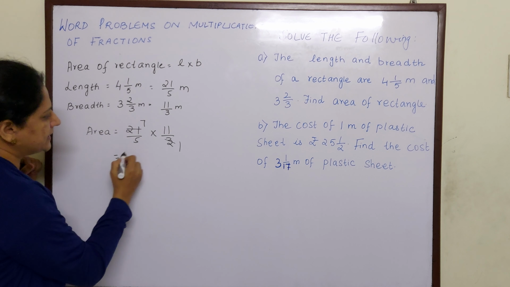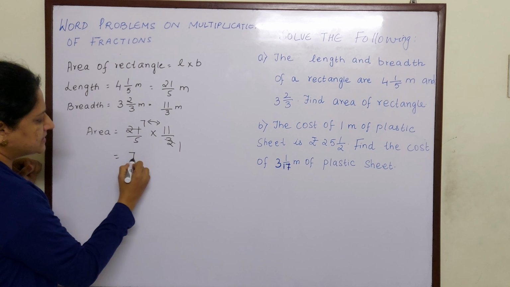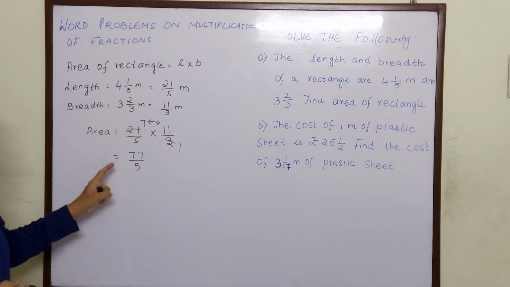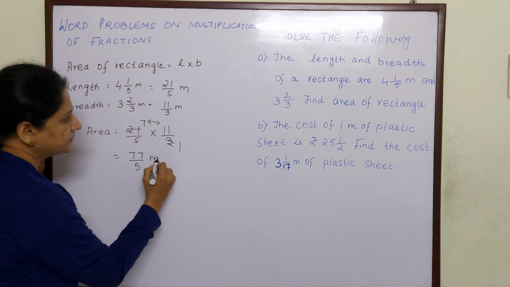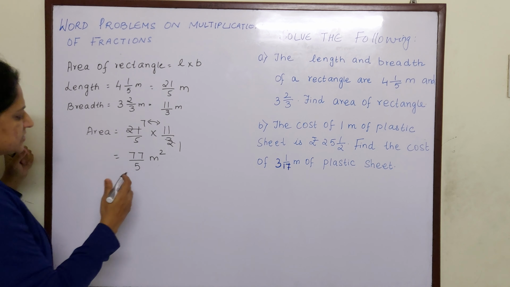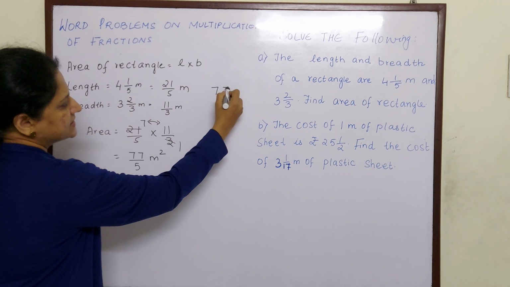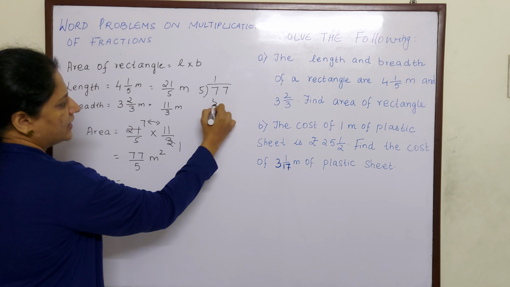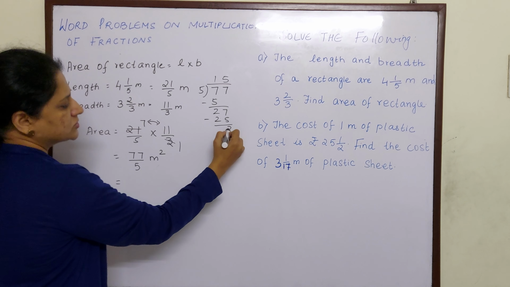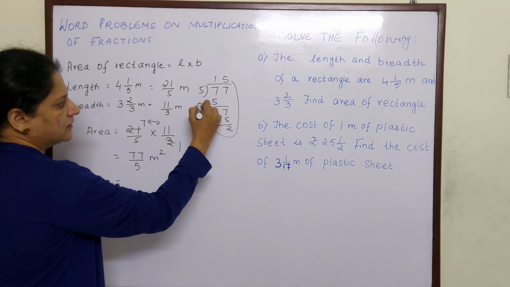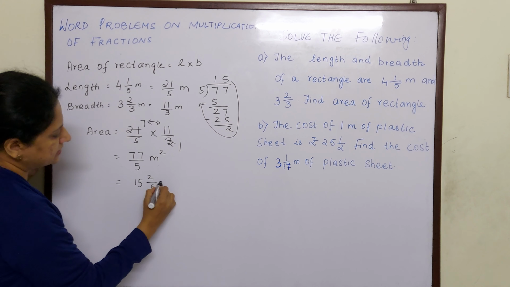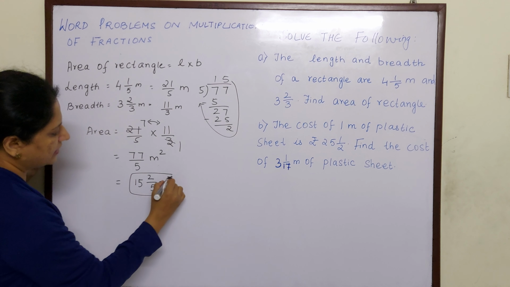So we have to just multiply the numerators. 7 11s are 77 and 5 1s are 5. So you can leave this here as 77 by 5 meter square because the question is in meters, or you can convert this into a mixed fraction. So if you divide 77 by 5, 5 1s are 5, 27, 5 5s are 25 and 2. So remainder is 2. So you can write the mixed fraction 15 2 by 5 meter square. And this will be your final answer.